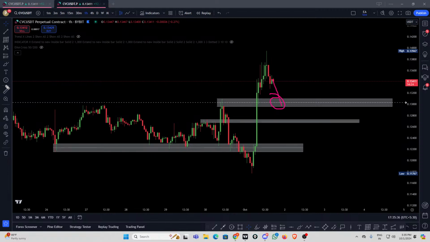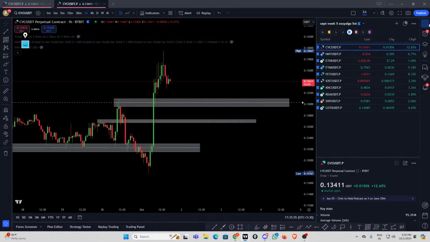Only when we see a candlestick pattern are we going to take those trades. If you don't see any candlestick confirmation, then we are not taking any trades. We have 2 zones. The first zone is here, the second zone is here. We'll move on to the next one.